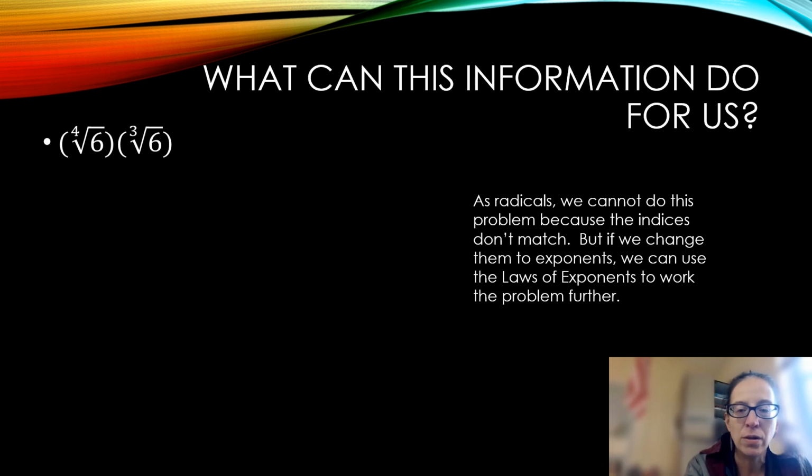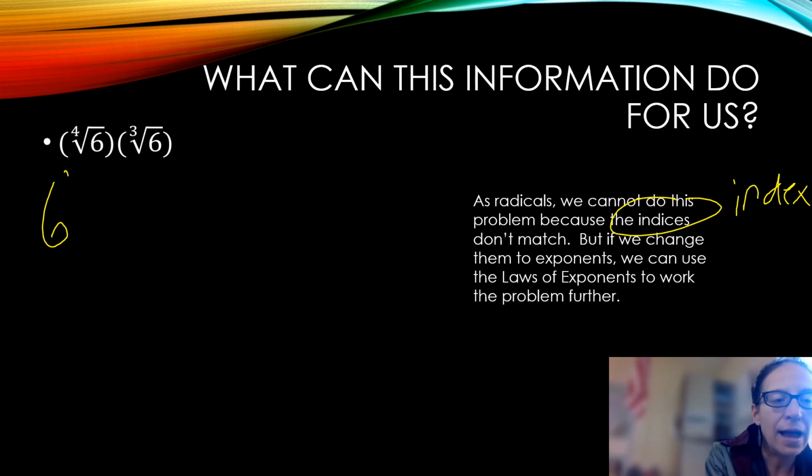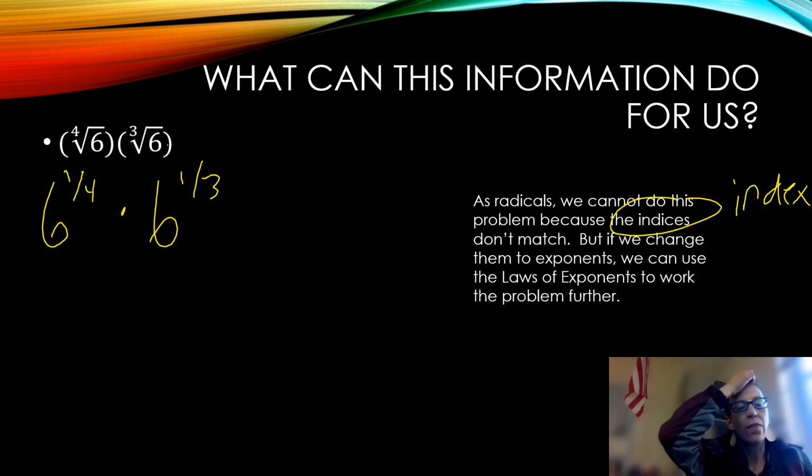Indices is the plural of index, just so you know what that is. So the indices don't match. You've got a 4th root and a cube root and you're stuck. But if we change them to exponents, we can use the laws of exponents to work the problem further. Hence why we study laws of exponents in this unit. So in this first one, this would be 6, and the exponent on the 6 is 1, and the index is 4. And in this one, again, the exponent on the 6 is 1, and the index is 3. So that transfers over as 6 to the 1/4 times 6 to the 1/3.